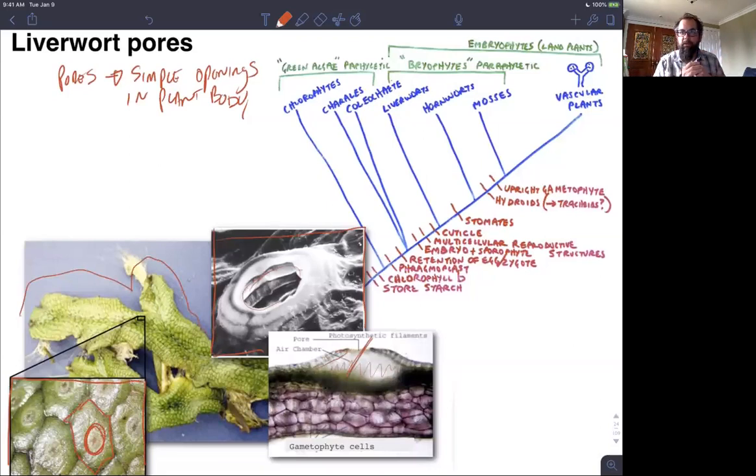But in liverworts, we just have these simple pores. So pores allow for gas exchange in this liverwort lineage. So just those have it. But it allows for gas exchange. Because of that, though, liverworts are limited to very moist environments.